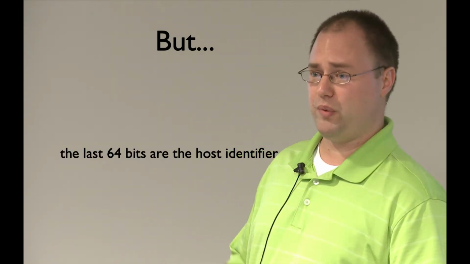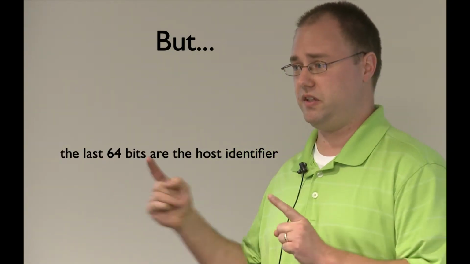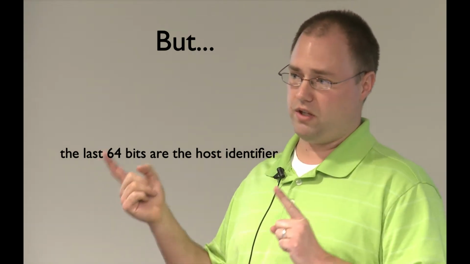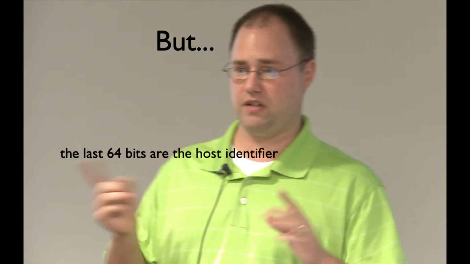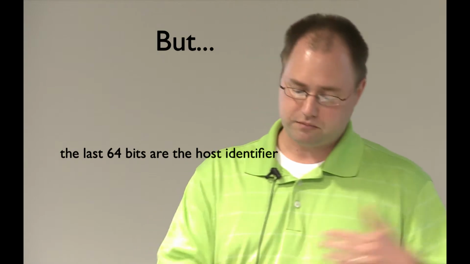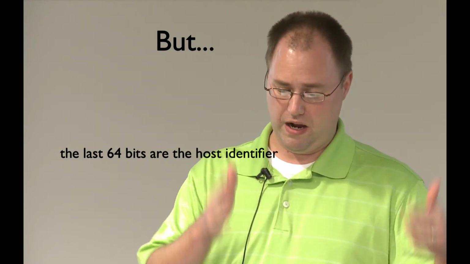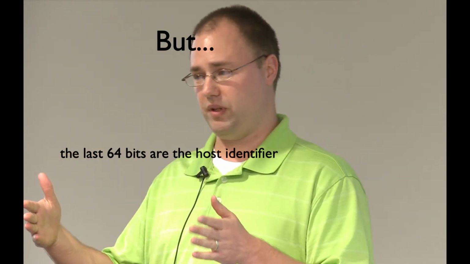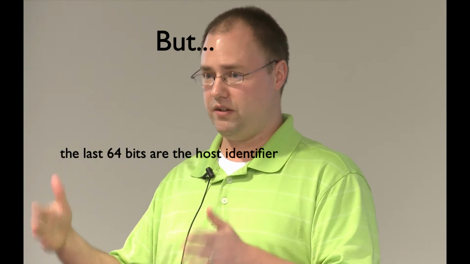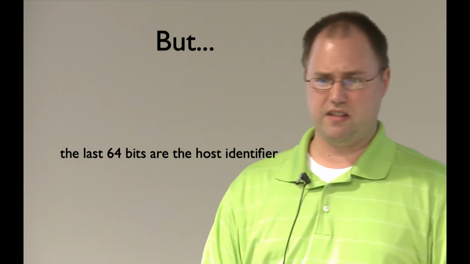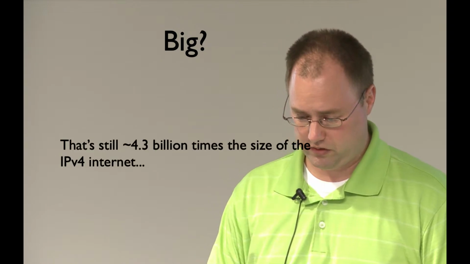But the last 64 bits of an IPv6 address are the host identifier, which you can think of as like a MAC address. That stuff's not routable, right? So that means that for a routable IP address, you get 4.3 billion times the size of the current internet number of devices. Seems kind of wasteful, but it's the way it works.